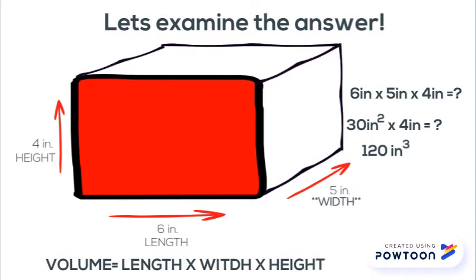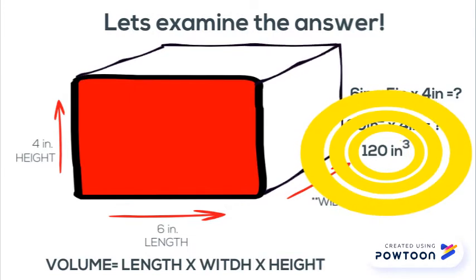Let's go back and examine the answer we found for finding the volume of this shape. We did 6 inches times 5 inches times 4 inches and got 120 inches to the third power, or 120 inches cubed. But what does that mean? Turn to your partner and discuss why you think we used cube units or units cubed when finding the volume.